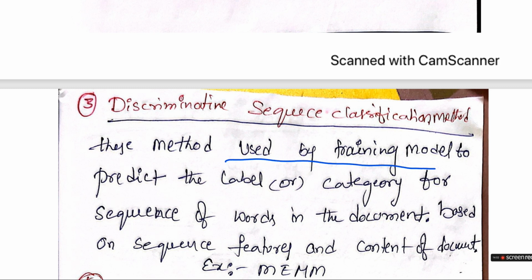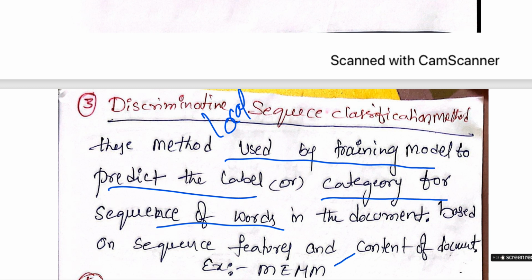This method works by training a model to predict the label or category for the sequence of words in the document. Same procedure only. For this also, the example is maximum entropy Markov model. Both discriminative local and sequence classification methods work on the same information, but the local classification method, by observing the local features of the words, directly models the relationship between the input feature and output label. But in the discriminative sequence classification method, by training the model, it will predict the label or category of the sequence of words.